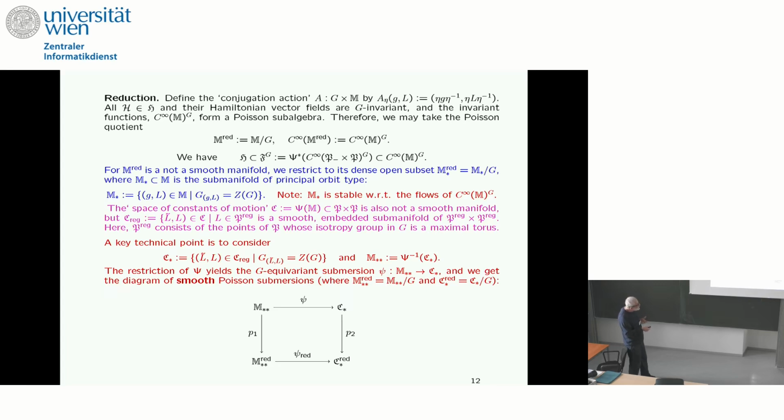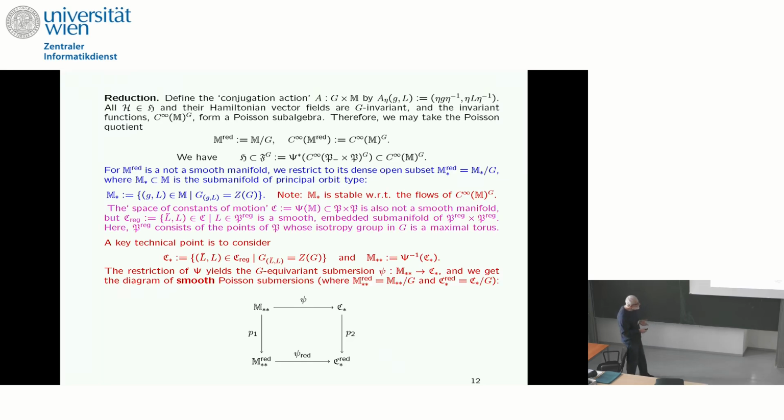And in this diagram, these are the projections by the group action. But as the isotropy group is the same, it's only one orbit type. So these are the quotient spaces by the group action. These are smooth manifolds, and everything here is a smooth submersion, smooth surjective submersions and Poisson maps.